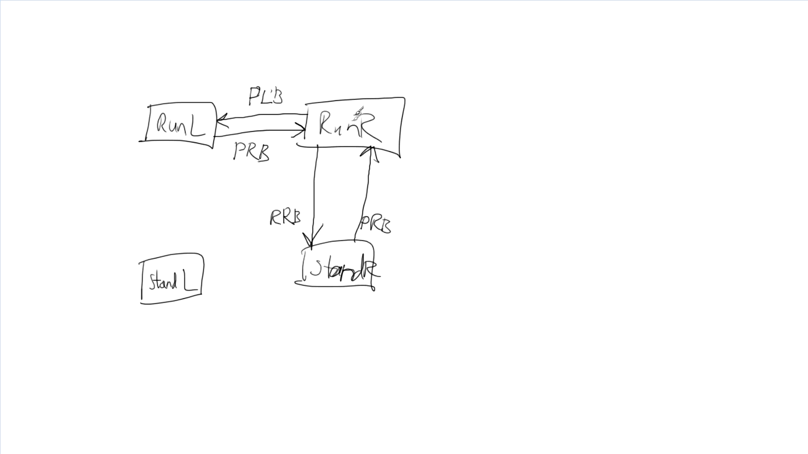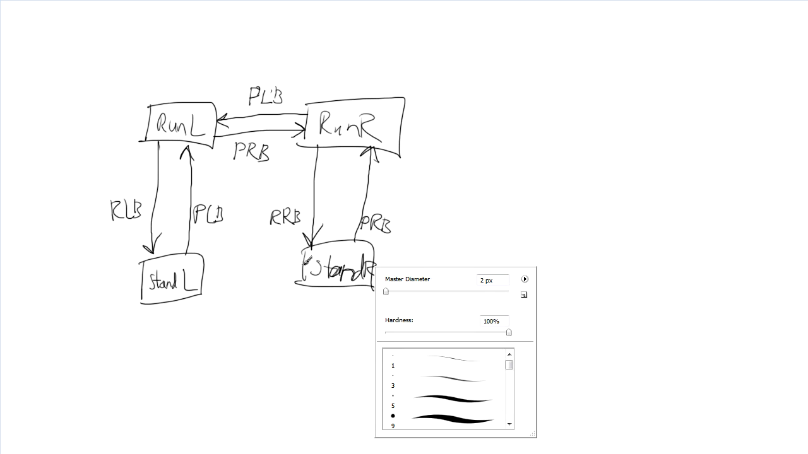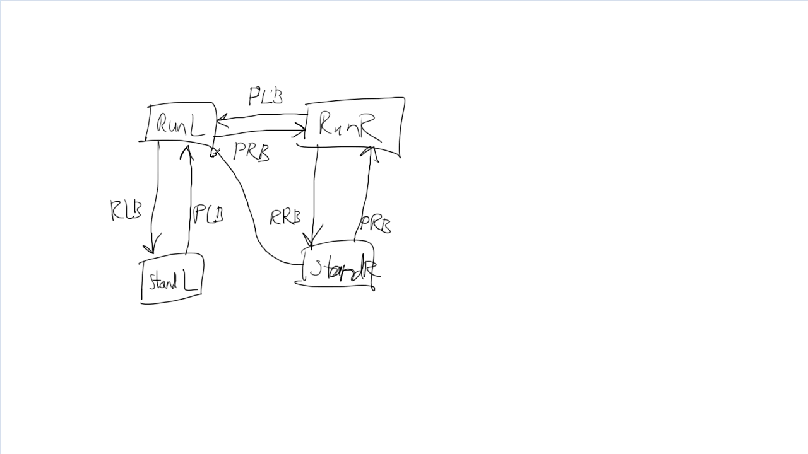Okay, so let's say we're running right, we press the left button, we start to run left. Makes sense. Here we go. This is press left button, release left button, right? And if we're standing facing the right, and we press the left button, then we're going to run to the left, and same thing here.